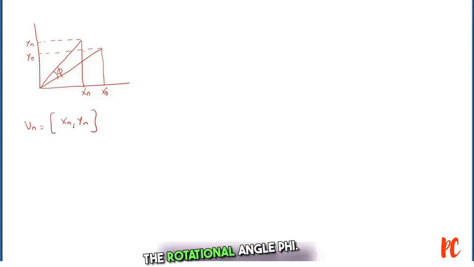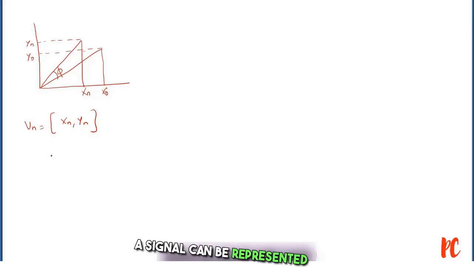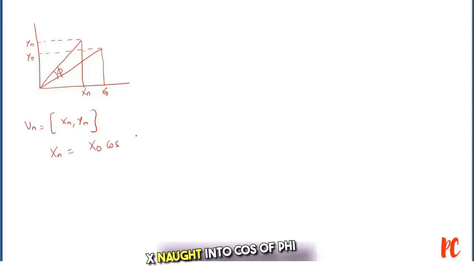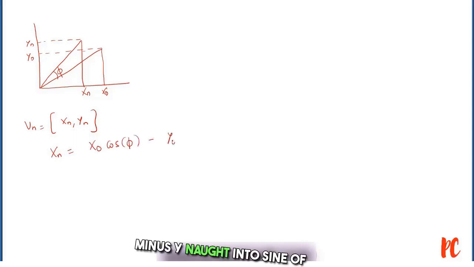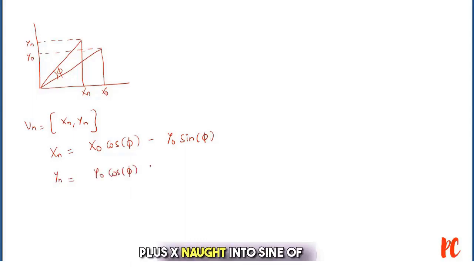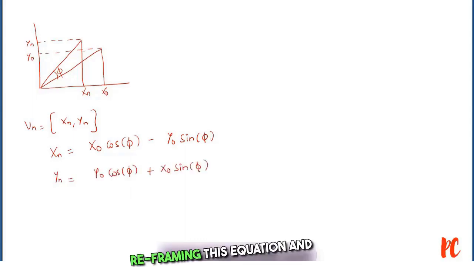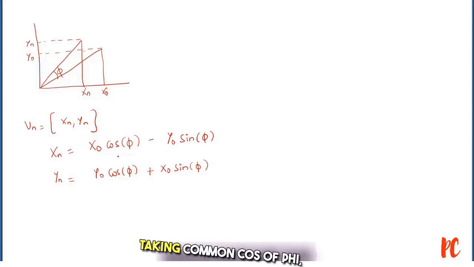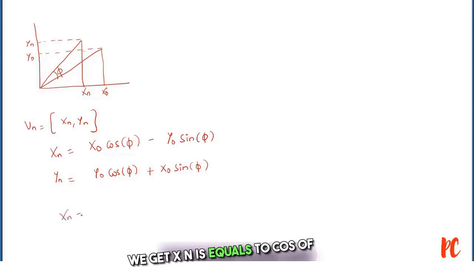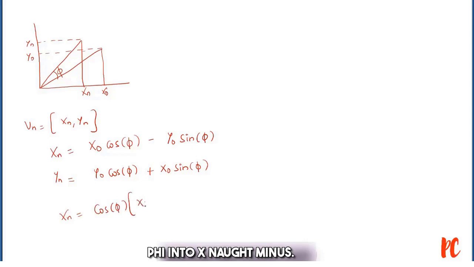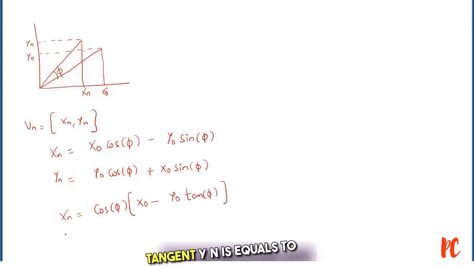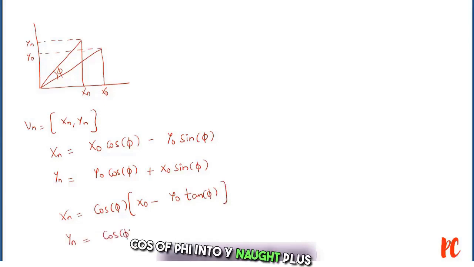the rotational angle phi. According to the laws of mathematics, a signal can be represented as xn equals x naught cos phi minus y naught sin phi. Similarly, yn equals y naught cos phi plus x naught sin phi. Reframing these equations and taking cos phi common, we get xn equals cos phi times (x naught minus y naught tan phi), because we need it in terms of arc tangent. yn equals cos phi times (y naught plus x naught tan phi).